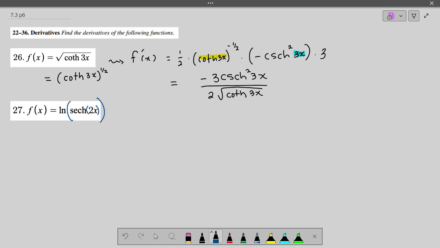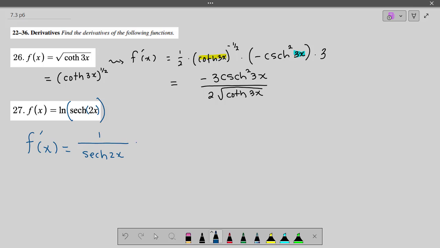All right, so when we do this derivative here, the outermost function is the natural log, and the derivative of that is 1 over whatever's on the inside. So that's the outermost derivative. And then we have to multiply by the derivative of the inside.